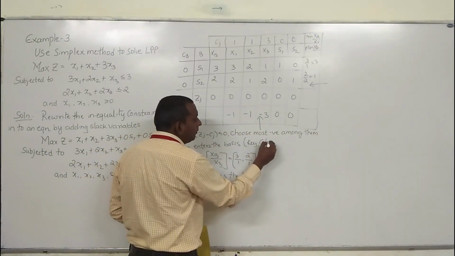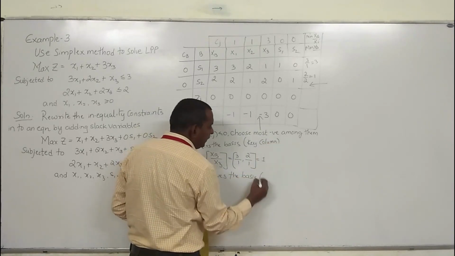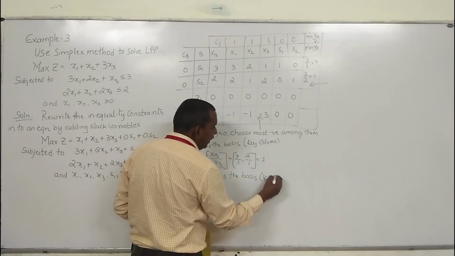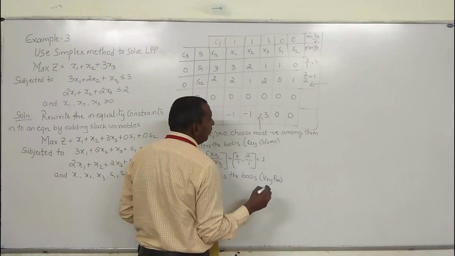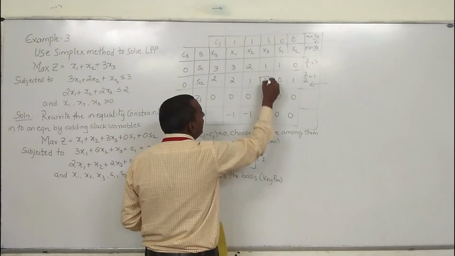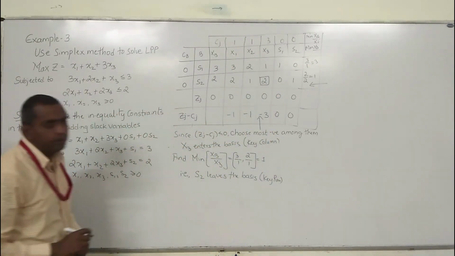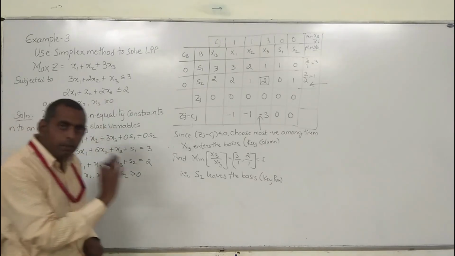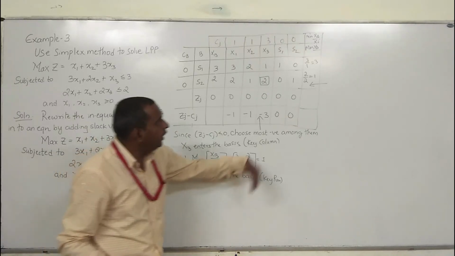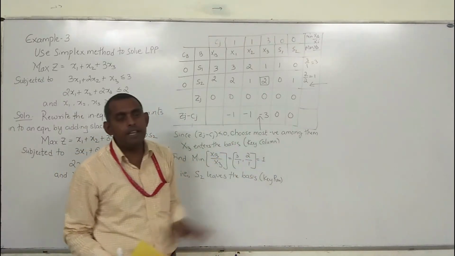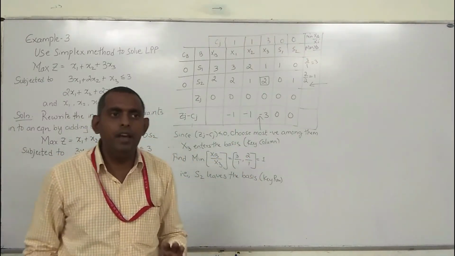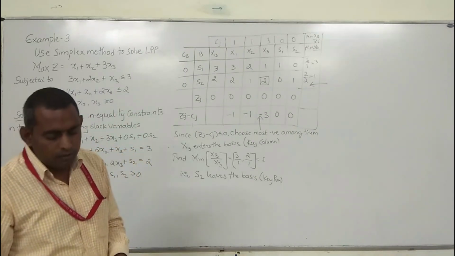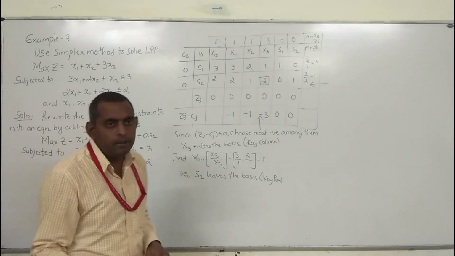So this becomes the key column and this is the key row. The intersection of the key column and key row will give you the key element. Fine. So this is the key element. So this table is done. We need to go for the next table until we get all Zj minus Cj greater than or equal to 0. Fine. That will be explained in the next video.